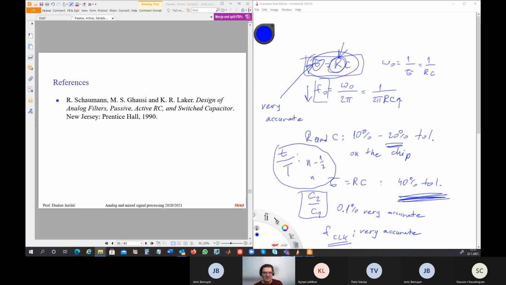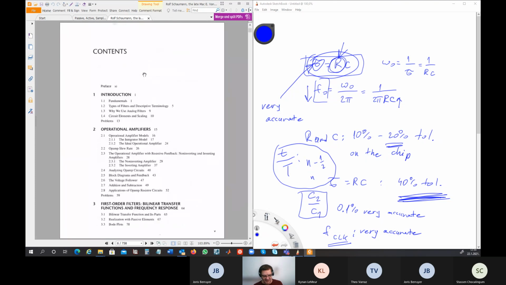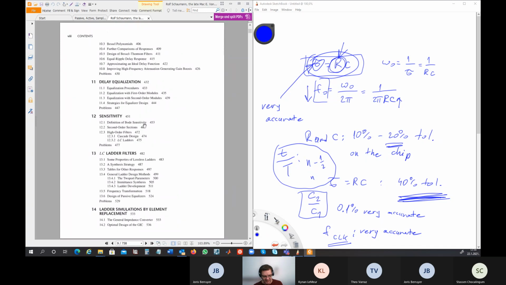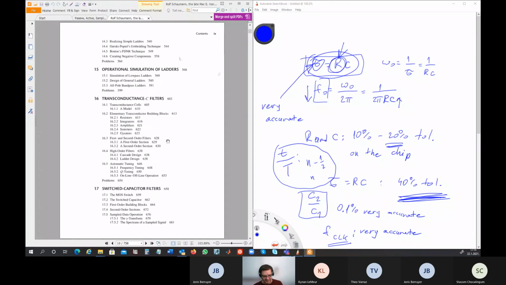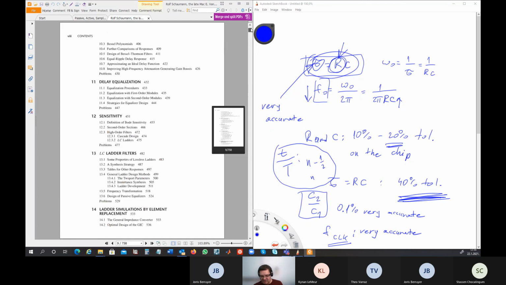Now I will try to look at our book, which we know already, to see if it has something about switch capacitor filters. It has material about sensitivity. So if you want to learn sensitivity, this is chapter 12. And chapter 17 is switch capacitor filters. So you can learn it from the book, which you already have. So switch capacitor is the last topic, which you have in your materials.